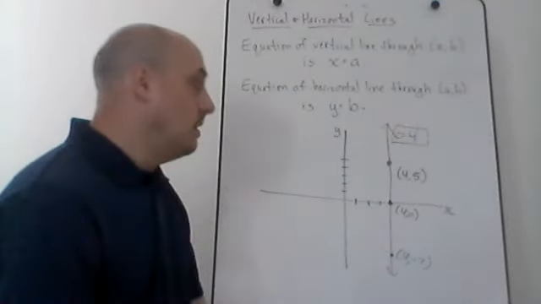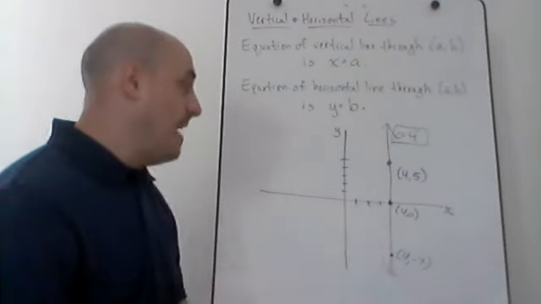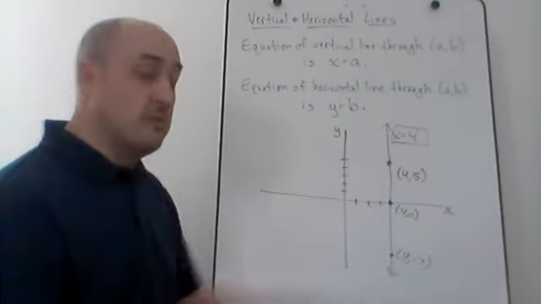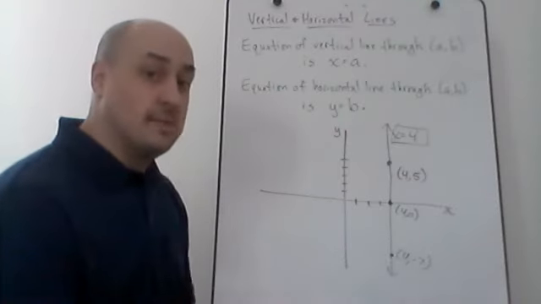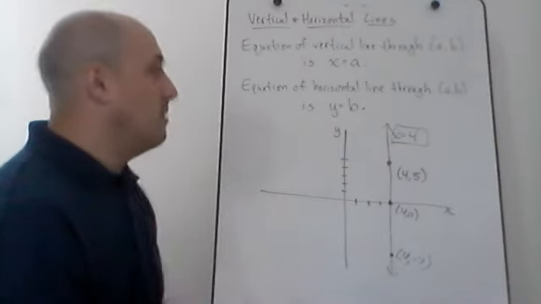X equals 4, that's the equation for your vertical line that goes through the point (4, 5), or (4, -7), or (4, 0). Every point on that line has an x-coordinate of 4, no matter what the y-coordinate is. So that's my equation for the vertical line.